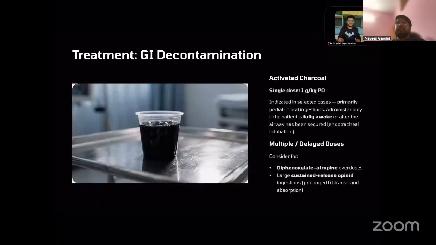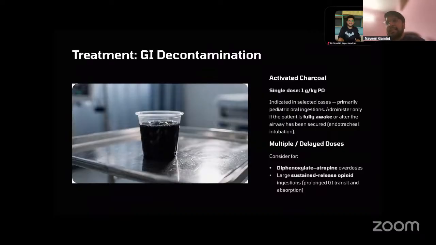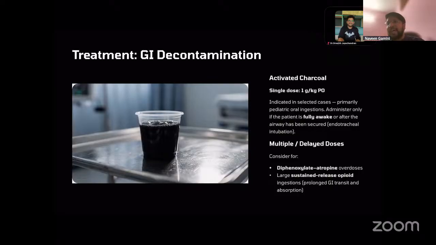Next, let's start with the treatment. First, in any treatment of toxicology, we need to talk about decontamination. In decontamination, specifically gastrointestinal decontamination, activated charcoal is useful, and the dosage will be as usual 1 gram per kg per oral. We suggest activated charcoal only in selected cases, majorly in pediatric oral ingestions, and also if the patient is fully awake or if the airway has been secured with endotracheal intubation, we can use activated charcoal.